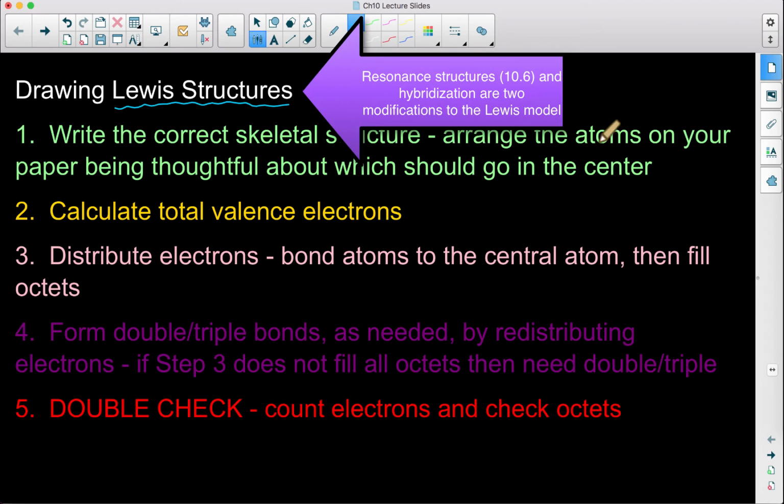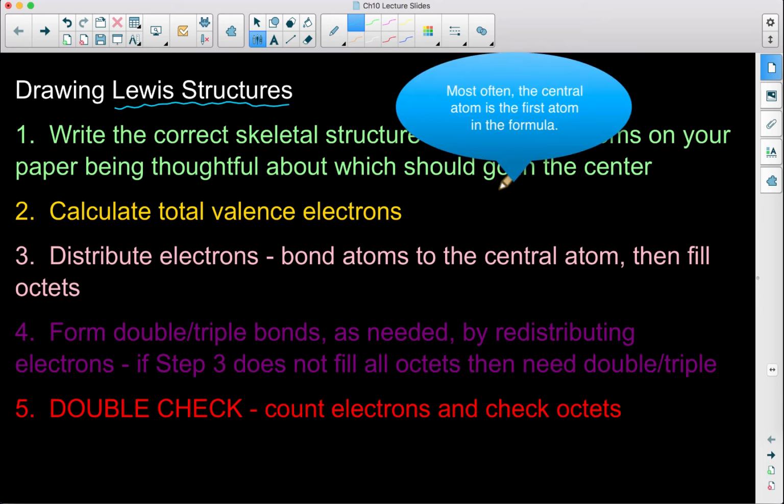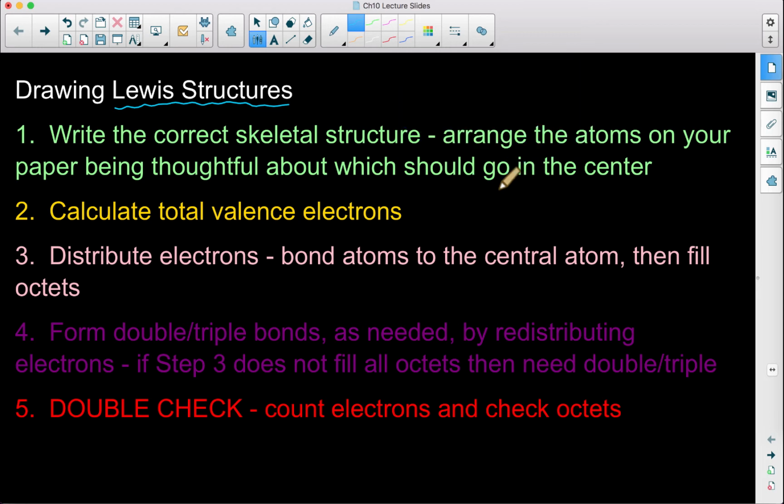So, step number 1 says we're going to write the correct skeletal structure. That's the wording from your book. What that really means is we're going to arrange the atoms on our paper, being thoughtful about which should go in the center. Most of your structures are going to be composed of a central atom to which everything else is bonded. The exceptions would be larger organic molecules. But in terms of what goes in the center, if it's an organic molecule, carbons are going to be at the center. Either there will be a central carbon, or carbons will make up our backbone, like we've talked about with long chain hydrocarbons. So carbon will make up the backbone, all right?